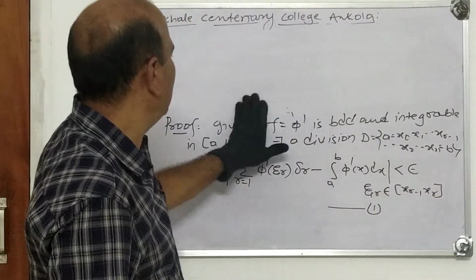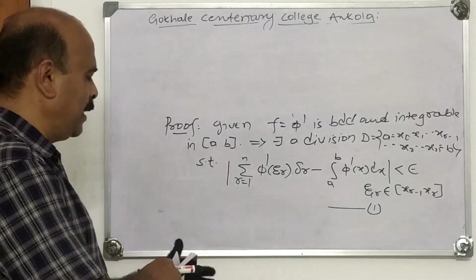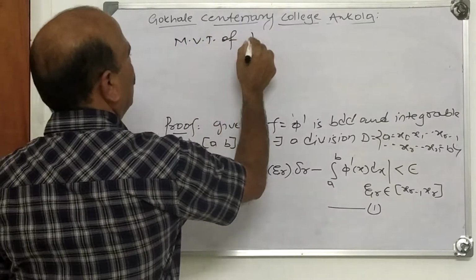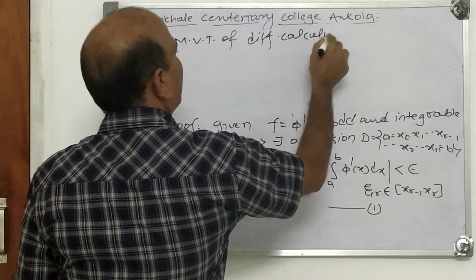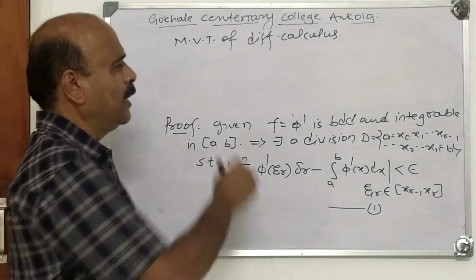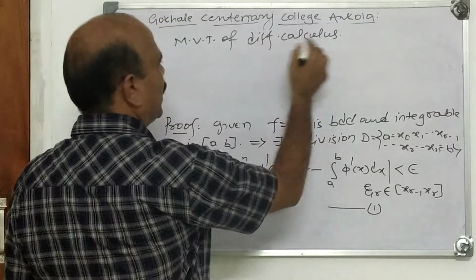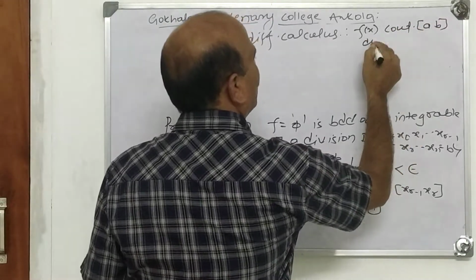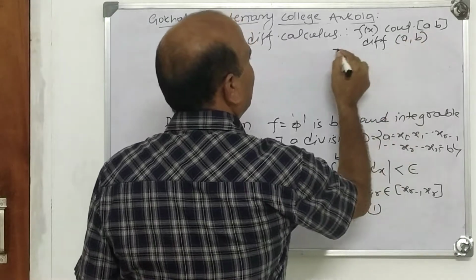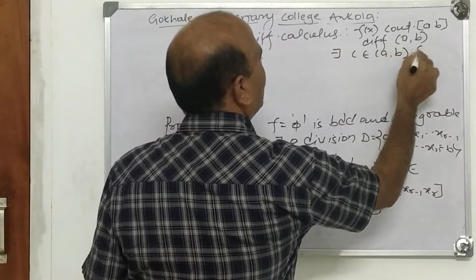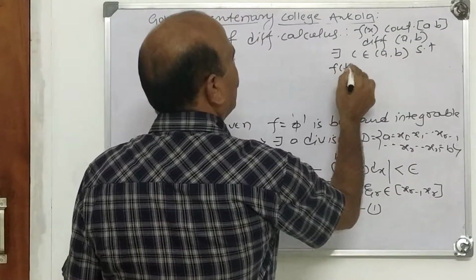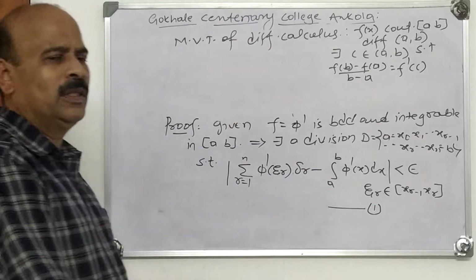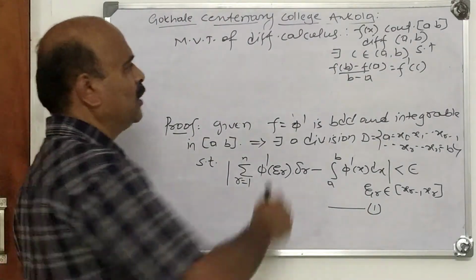Now for this pi dash xi r, I apply the mean value theorem of differential calculus. What does that theorem state? Again, there are two forms of the mean value theorem. The first form is like this: if a function f of x is continuous in closed interval AB, differentiable in open interval AB, then there exists c belongs to open interval AB such that f of b minus f of a upon b minus a is equal to f dash c. Do you remember this? This is the mean value theorem of differential calculus.